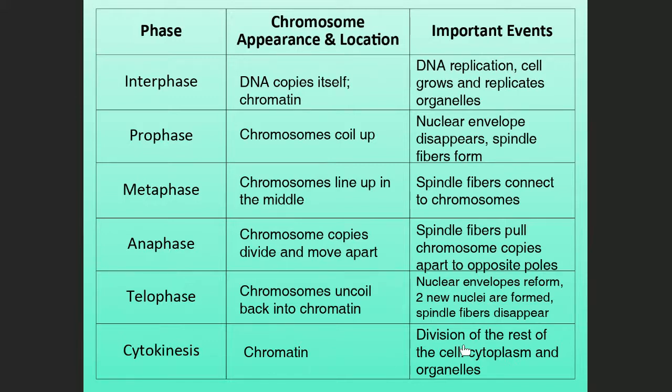Okay, and in cytokinesis, the chromosomes again uncoil into chromatin material, and then the division of the rest of the cell, the cytoplasm and organelles, takes place. This is the complete summary of mitosis.